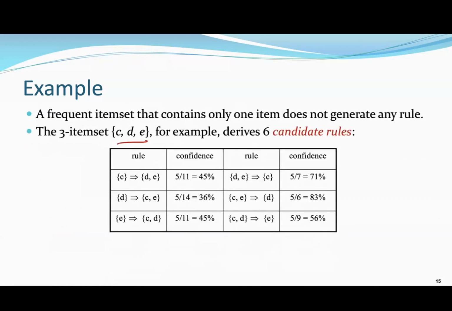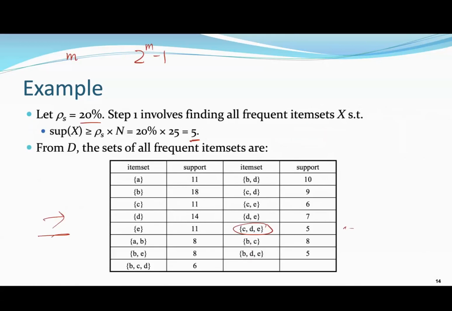And there are 6 possible ways to partition the frequent item set CD into a left-hand side and right-hand side. Each one of them is what we call a candidate rule. And for each rule, we have to check its confidence, which could be obtained by calculating a certain ratio based on the support counts that we discovered in the first step.